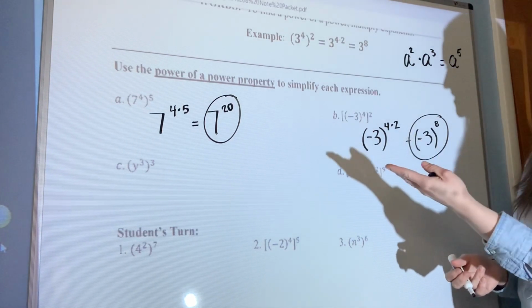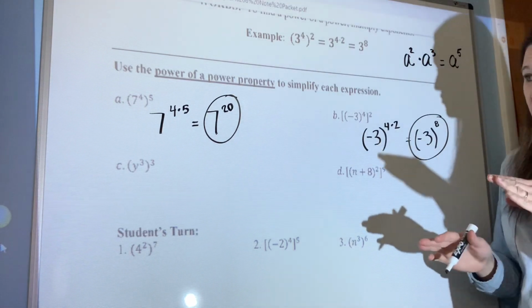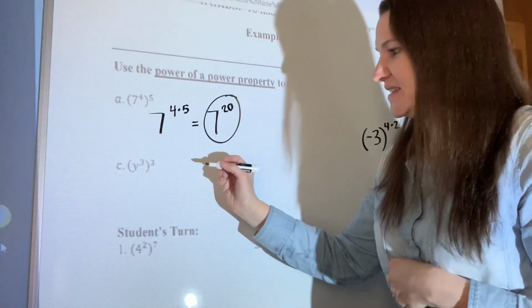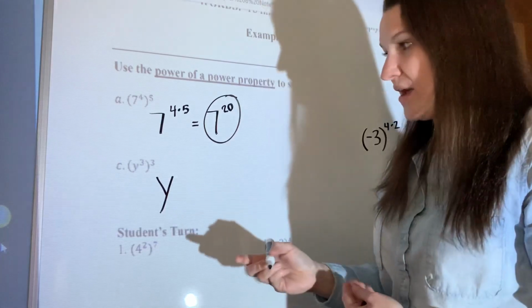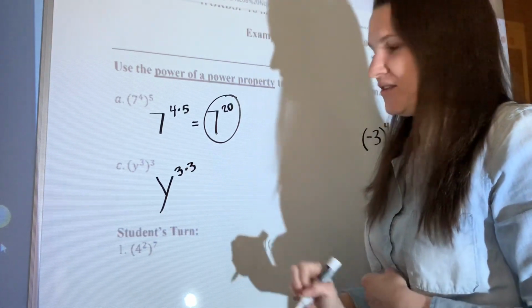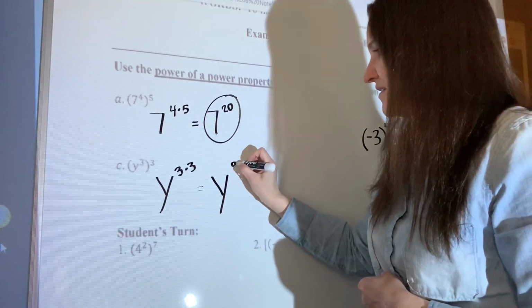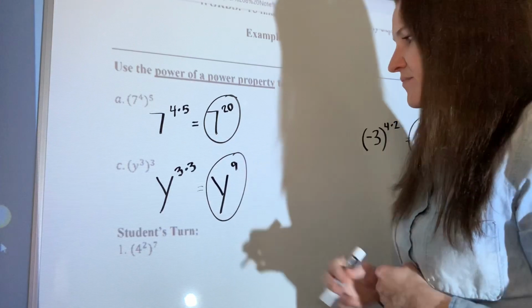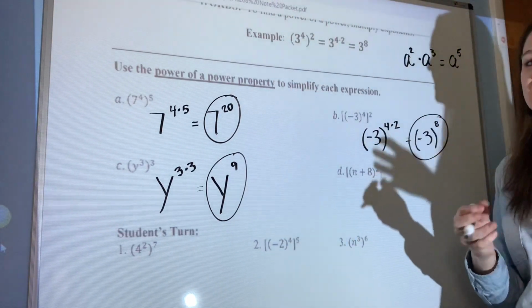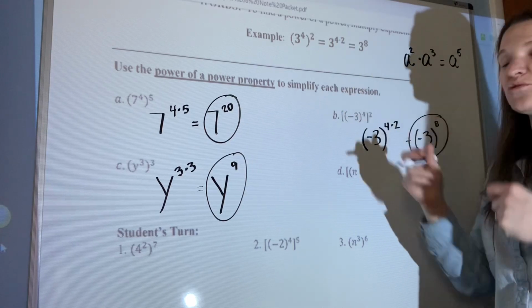In my next example, we have a variable. We're going to use the exact same rules. So we keep the exact same base, which is the y. Then we have a power of 3, taken to the third power, which gives me y to the 9th power. So remember, whatever your base is, keep that exactly the same, and just your two powers, you multiply them.